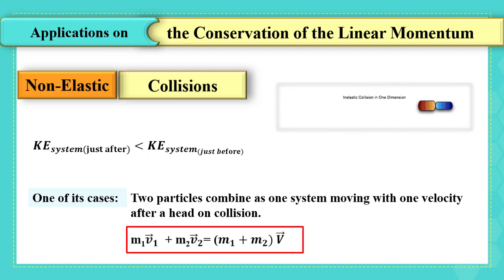In this case, we write the equation as m1 v1 vector plus m2 v2 vector equals m1 plus m2 times velocity vector, which is for both as one system. In this case, there is no need to find another equation to solve for the velocity after collision.